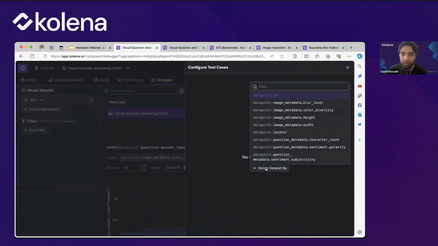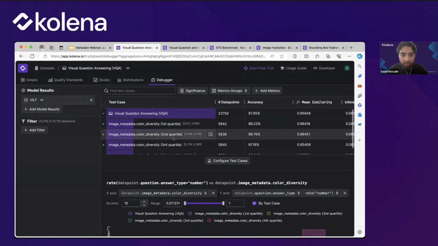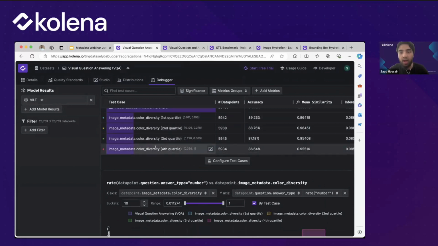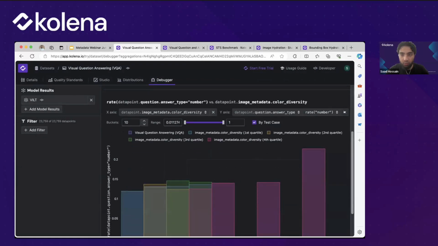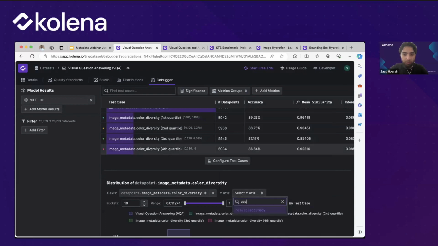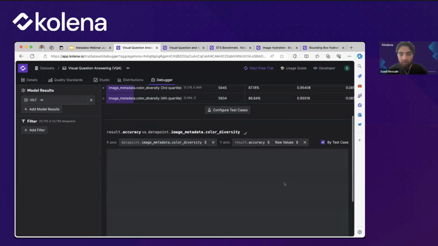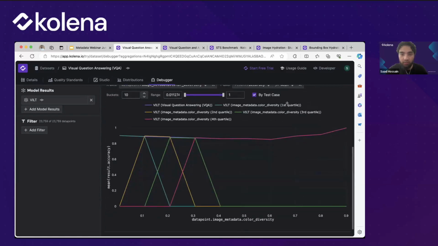But if we were to stratify by something like color diversity, what we would be able to do is see how our system performs on images with low color diversity or with high color diversity, and we actually see that there seems to be a trend. And we can actually look to plot this. So if we were to look at color diversity, and then plot the accuracy of the model beside it, let's say we could look at the mean of these values.